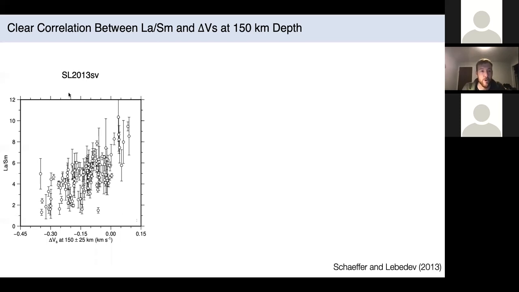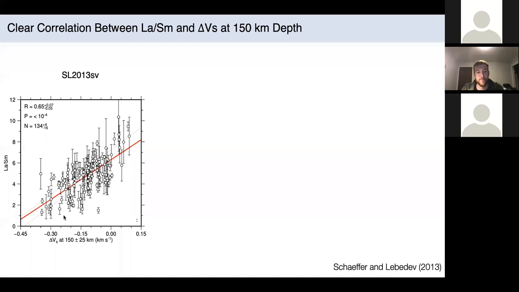And this is our global correlation for the Shear and Lebedev 2013 model. As you can see, in areas with slower velocity anomalies or hotter temperatures, we get lower lanthanum over samarium ratios or higher melt fractions, which is what we were expecting to see. We can then compute a correlation coefficient between these data, and we get a correlation coefficient of 0.65. And that correlation coefficient does not change significantly if we change how we bin or filter the data.